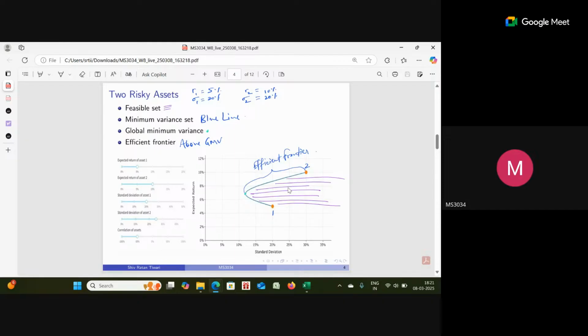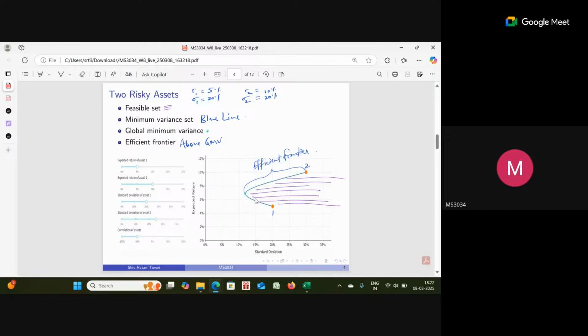You can see that if you draw any horizontal line, then you are fixing the expected return but changing the standard deviation. Any rational investor would want the least amount of risk, so the least risk will be the leftmost point on that horizontal line, and from that we derive this leftmost boundary, which we call the minimum variance set, denoted by this blue line.